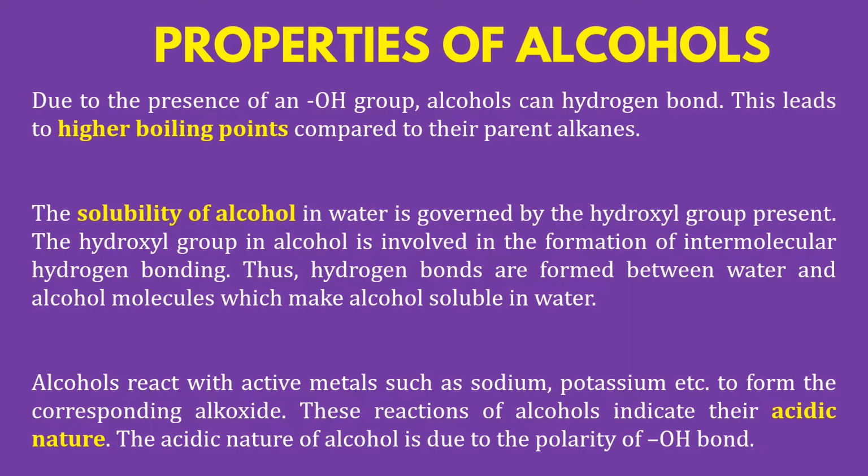These reactions of alcohols indicate their acidic nature. The acidic nature of alcohol is due to the polarity of an OH bond. The acidity of alcohols decreases when an electron-donating group is attached to the hydroxyl group, as it increases the electron density of the oxygen atom. Thus, primary alcohols are generally more acidic than secondary and tertiary alcohols.